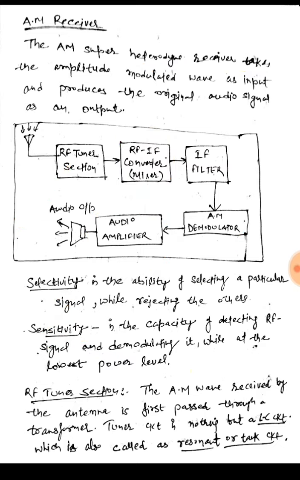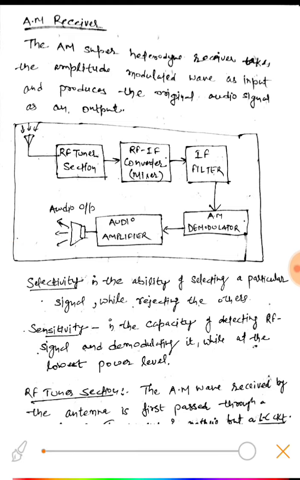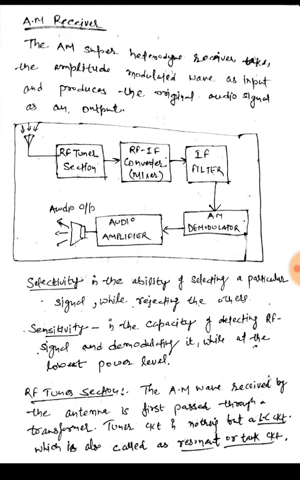So this circuit contains first the RF tuner section. The AM wave received by the antenna is first passed through this RF tuner section. The tuner circuit is nothing but an LC circuit.